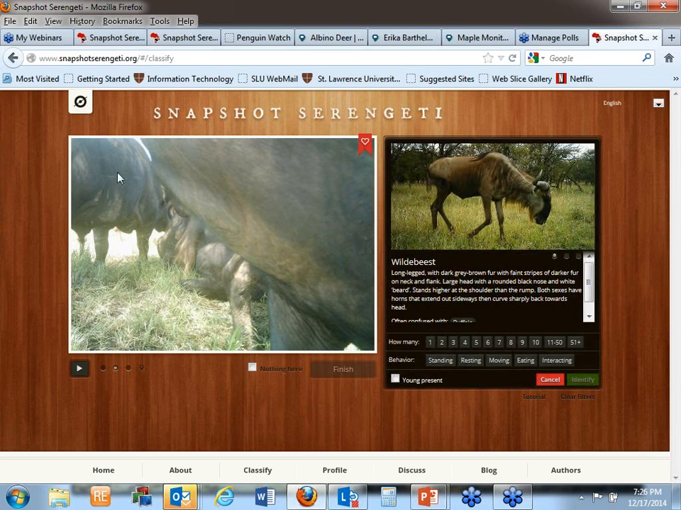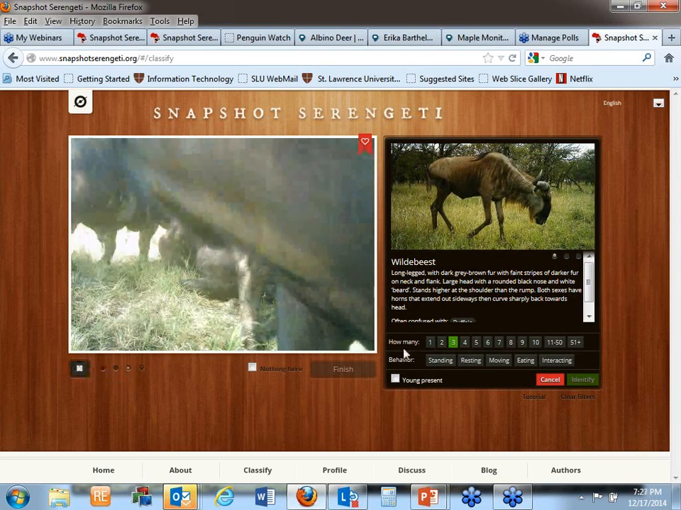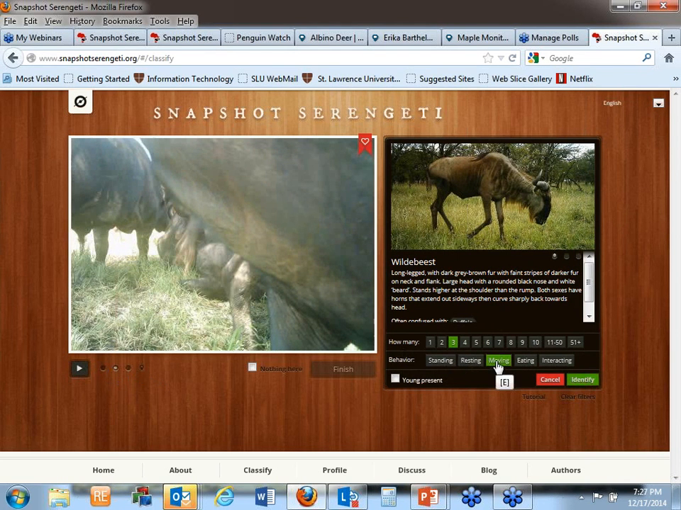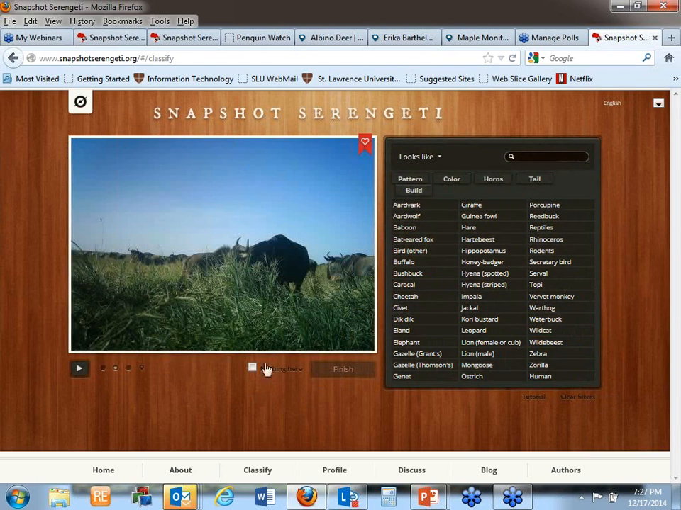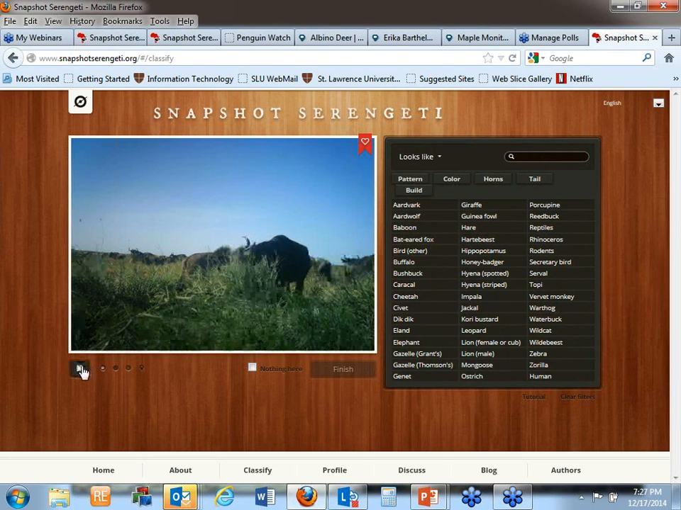And then it asks you to say how many. So I see 1, 2, 3. I'm going to say there are 3 animals there. If I click through the pictures, I get the sense that they might be moving. And because I'm a behavioral ecologist by training, I would say they're interacting just by virtue of being so close to one another. I don't see any young, so I say, okay, identify. Then I say finish, and it takes me to the next picture. You could do this, as you can imagine, and especially if I have a lot of grading to do, this becomes much more interesting.